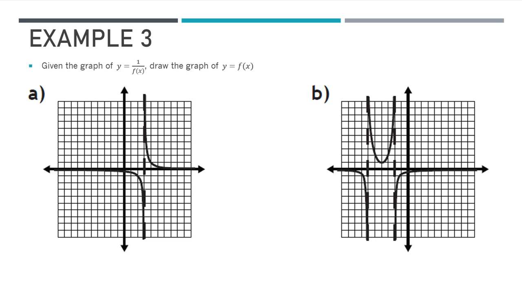Okay, here's something a little bit different. It kind of ties closer back to the 20-1 stuff. Given the graph of y equals 1 over f of x, draw the graph of y equals f of x. So basically, we want what the graph looked like before we reciprocated it.